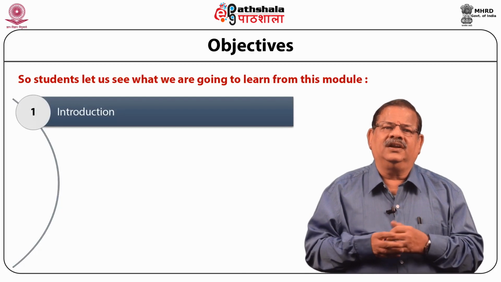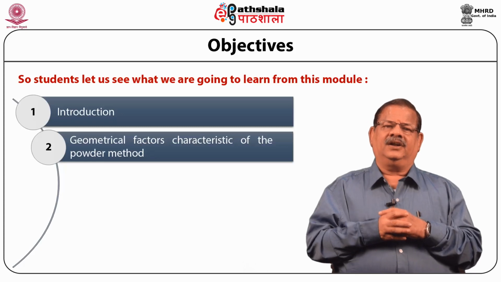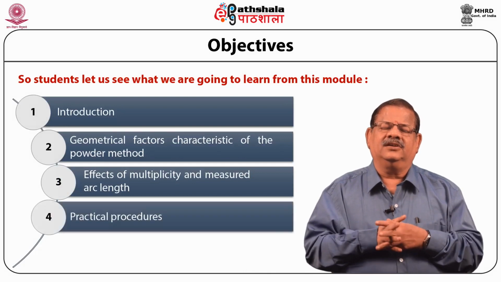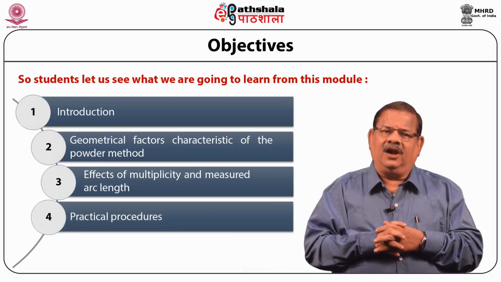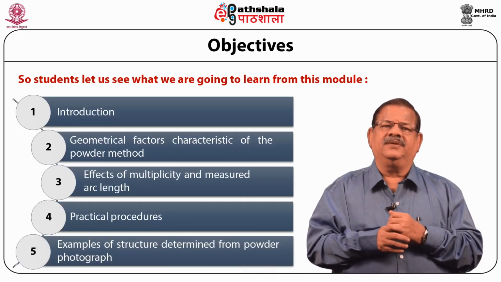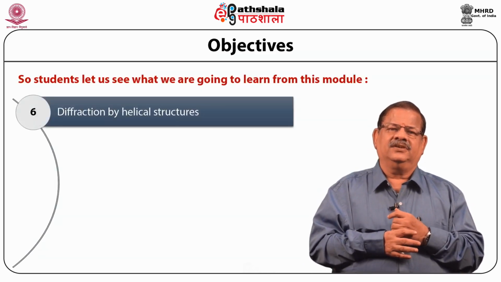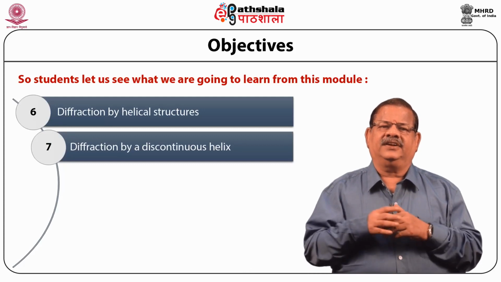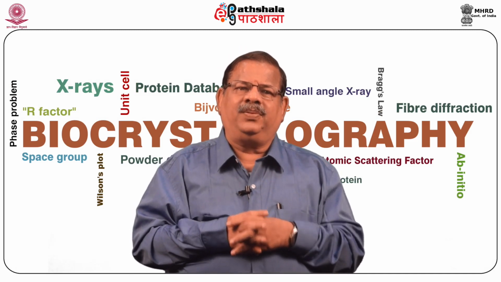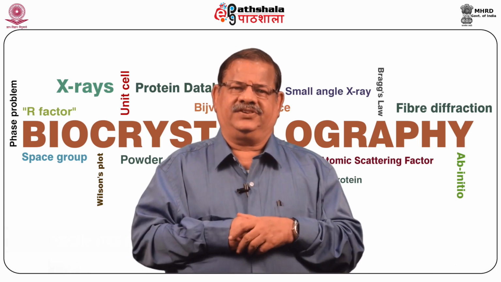Then we are going to learn about the geometrical factors characteristic of the powder method and also about the effects of multiplicity and measured arc length and also practical procedures. We are also going to see examples of structures determined from powder photographs, how diffraction by helical structures works, and how diffraction by a discontinuous helix will be. We shall consider the diffraction by a plane of scattering units and by an ideally imperfect crystal.